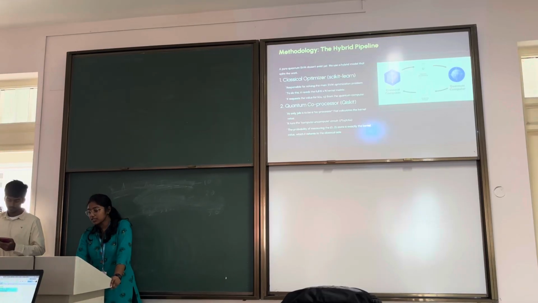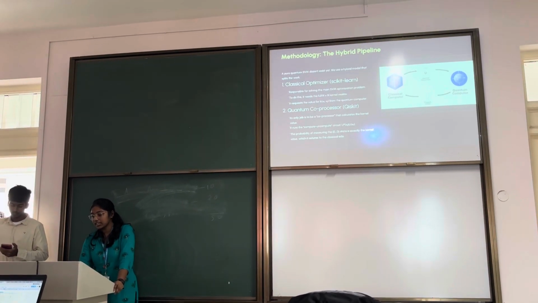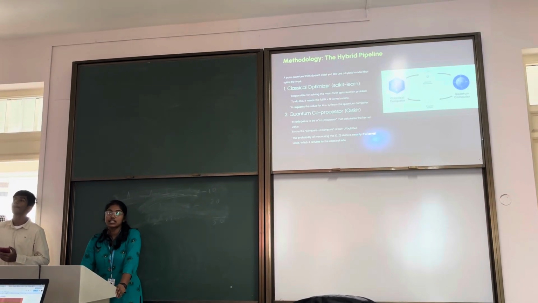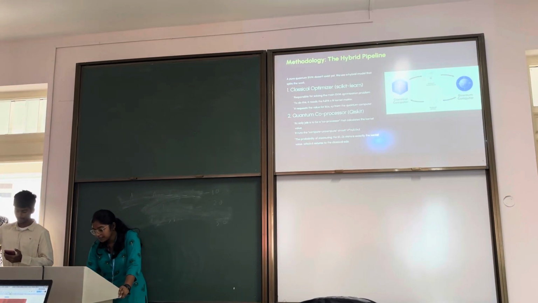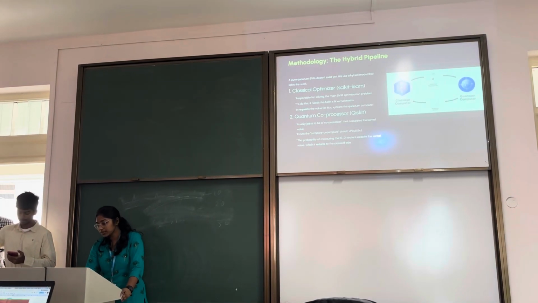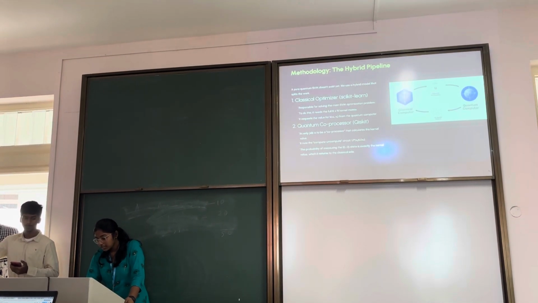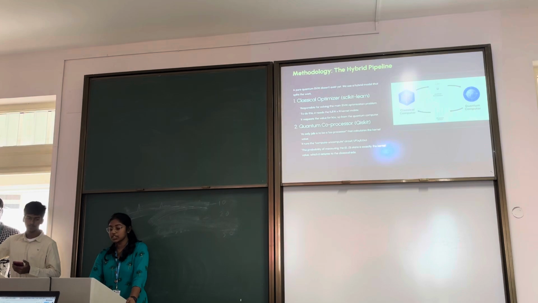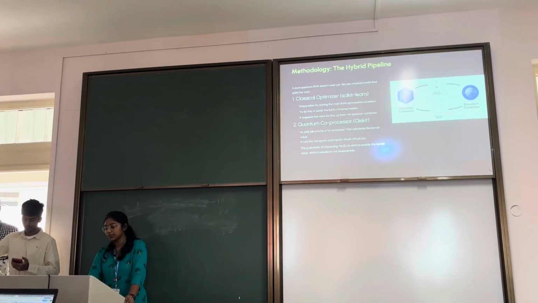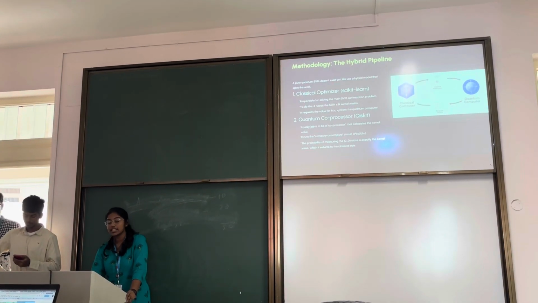Coming to the quantum coprocessor, its only job is to calculate the kernel value. It uses a special circuit called compute-uncompute, which is used to find the similarity of data points. The probability of measuring all zeros directly gives the kernel value, which it returns to the classical side.